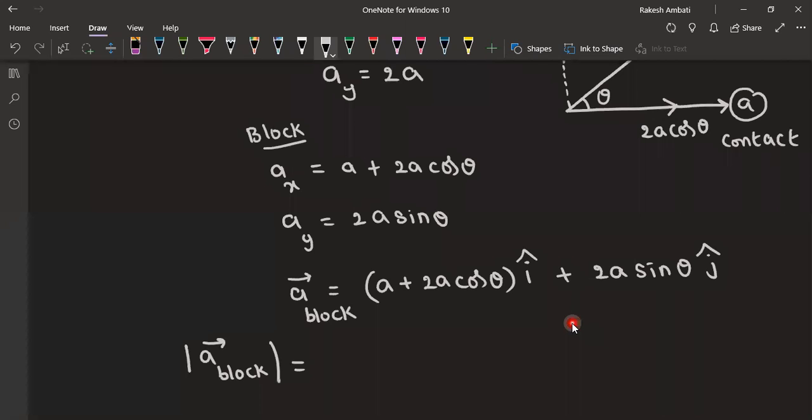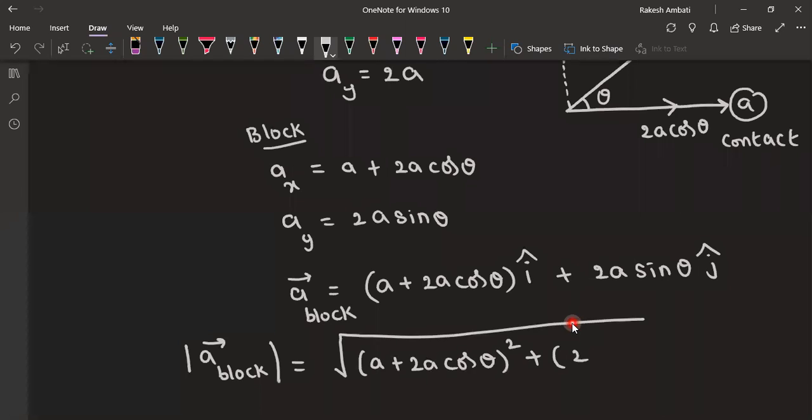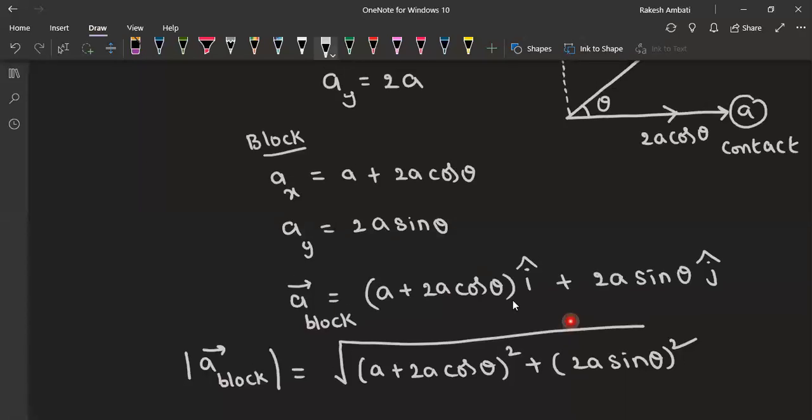So you know very well how to find the magnitude of a vector: root over I cap coefficient whole square plus j cap coefficient whole square. So (a plus 2a cos theta) whole square plus j cap coefficient, that is (2a sin theta) whole square, and we will do simplification. Now, depending upon options, we can proceed.